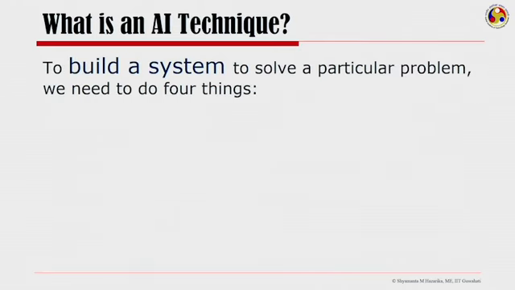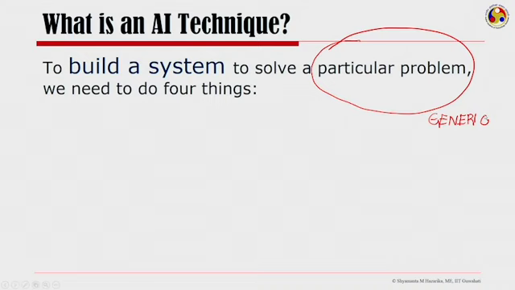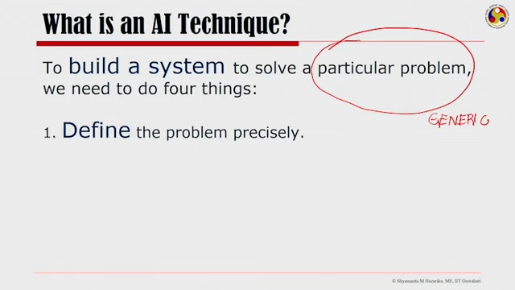What is an AI technique? In order to answer this question, we need to understand that the aim here is to build a system, definitely for a particular problem, but the solution that we expect is as generic as possible. So we are looking for a generic solution to a particular problem, and when we want this, we need to do four things. A, we need to define the problem precisely.